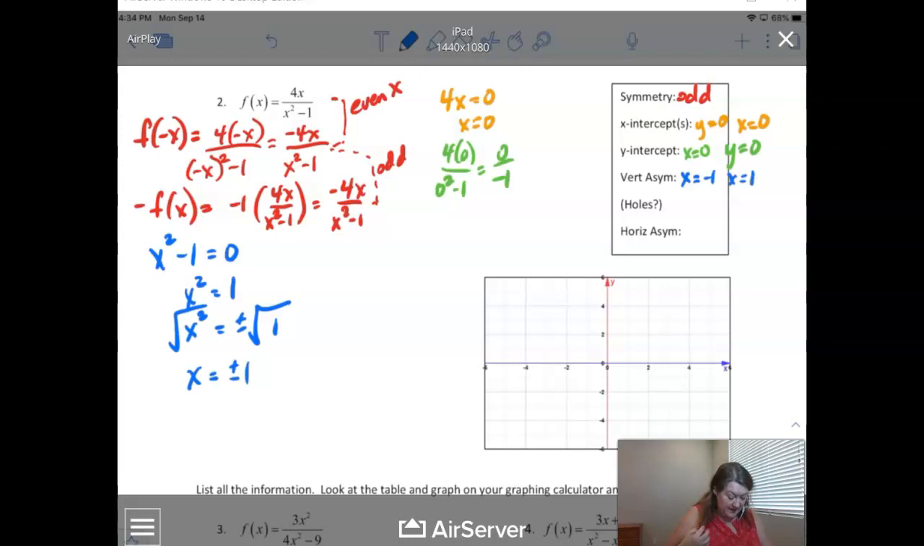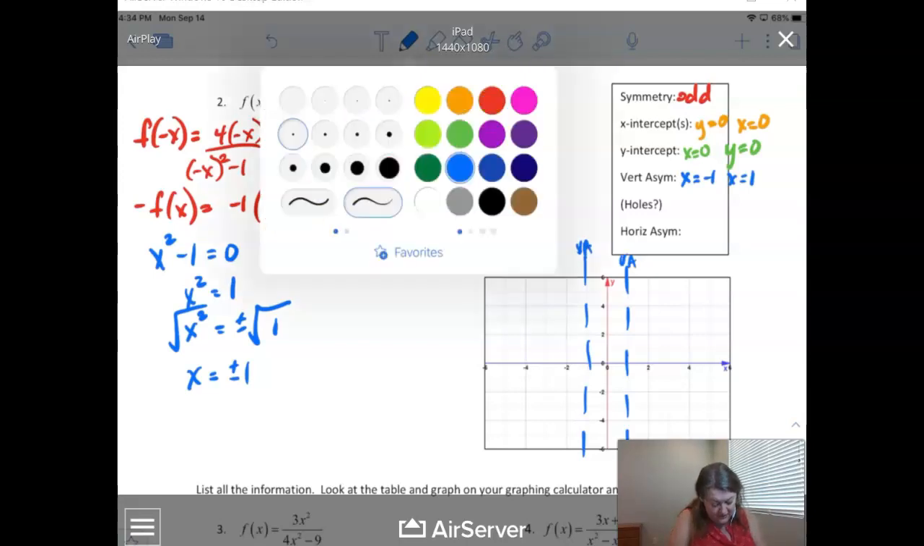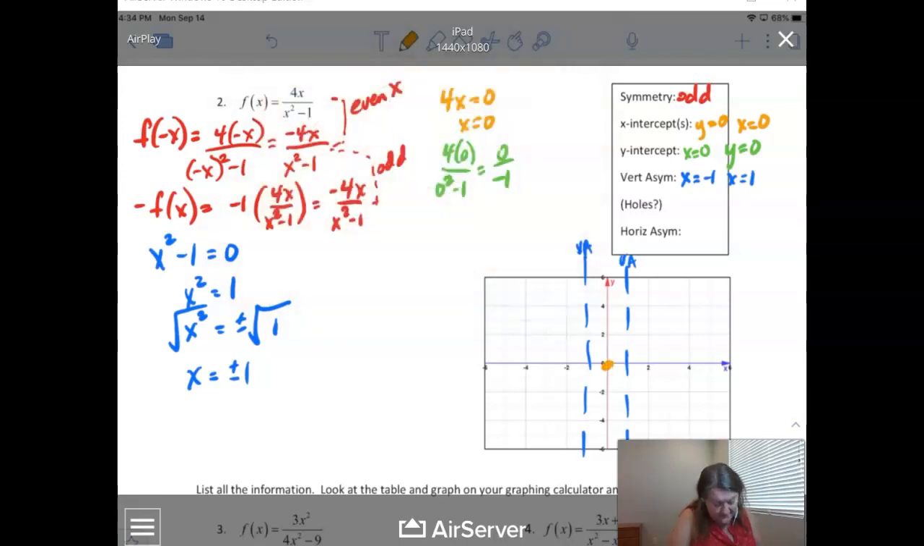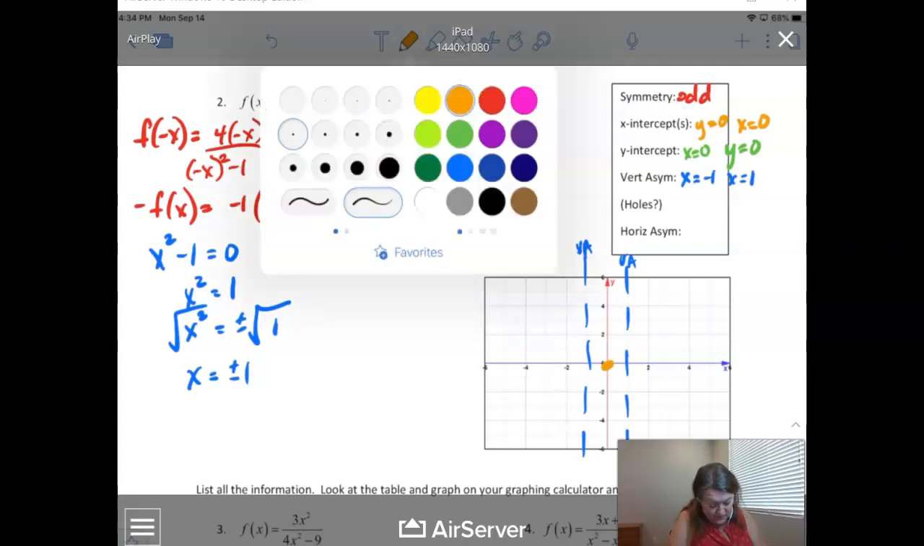Okay, let's go plot what we have so far. So here is a vertical asymptote at 1. Here is one at negative 1. I'm going to put little VAs above each one. Okay, and we also have the coordinate point 0, 0 in our graph. All right, so what's our last thing? Do we have any holes? No, we got 0 over negative 1 when we plugged in 0, so we have no holes.